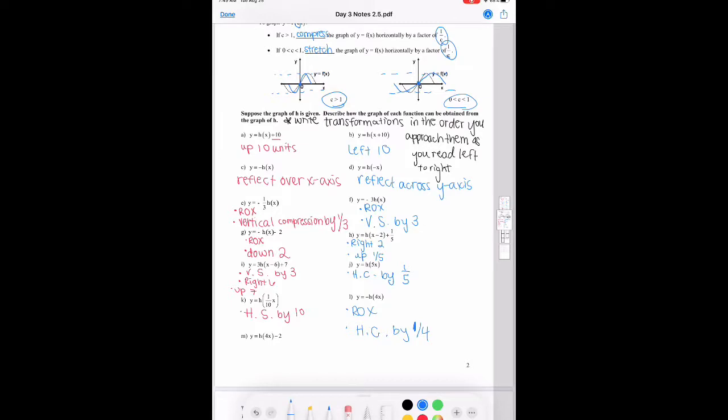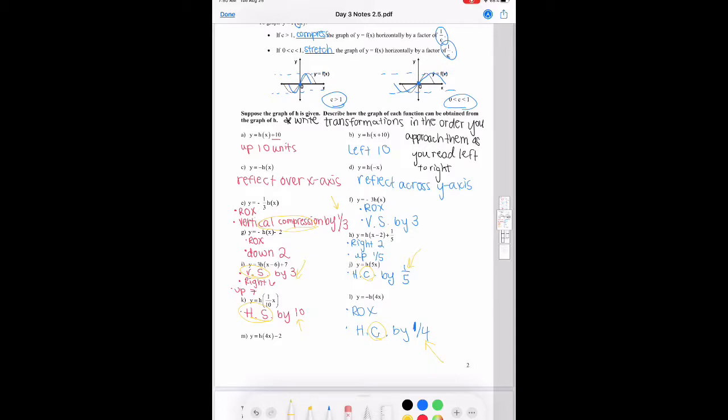Notice, guys, that every time I write compression, whether it's horizontal or vertical, my factors are always fractions, okay? So if you're writing the description, and in your description you have the word compression, you should have a factor that is a fraction. And then notice every time we're writing stretch, these factors are numbers. They don't have to be whole, but they're numbers greater than 1.